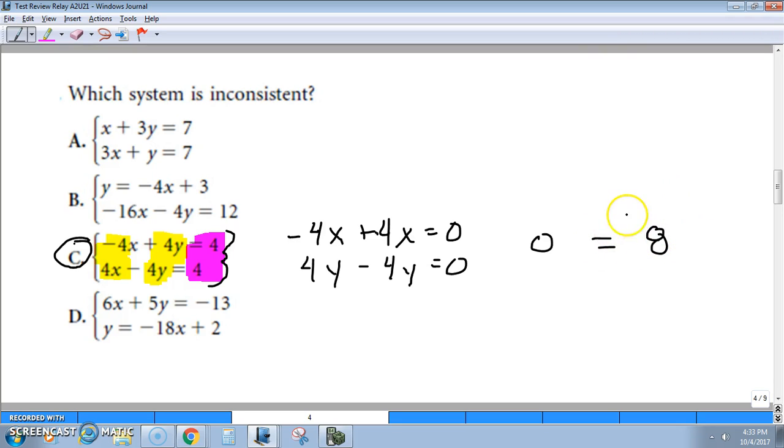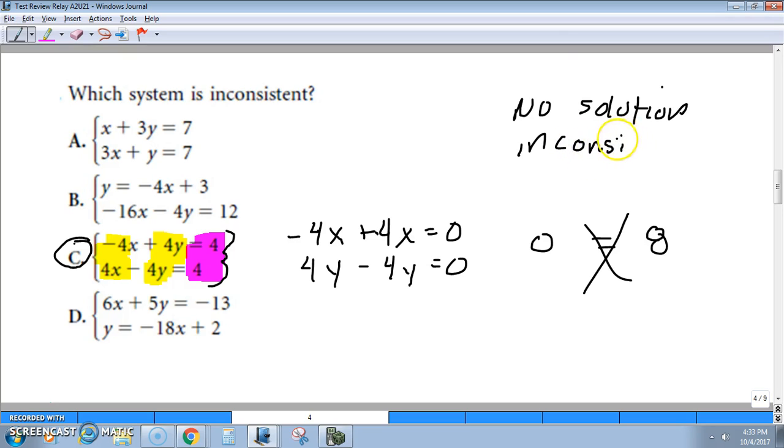Is this true? No, this is not true. It is a false statement. So there is no solution. Or, like this question is calling it, it's an inconsistent set of equations.